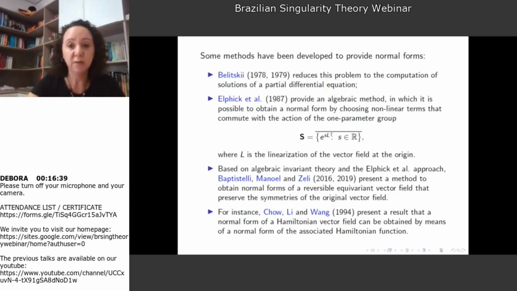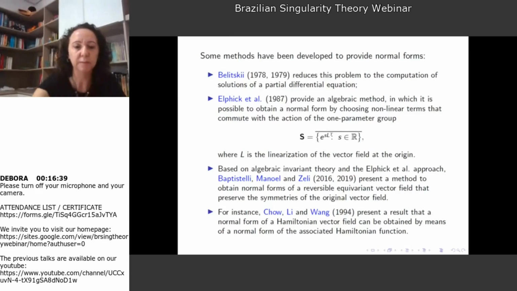There are some methods that provide normal forms, like Belitsky, that reduce this problem to the computation of solutions of a partial differential equation. Elphick et al. provide an algebraic method in which it's possible to obtain a normal form choosing nonlinear terms that commute with the action of this one parameter group S. Here, L is the linearization of the original vector field. Here, this bar means the closure of the set.